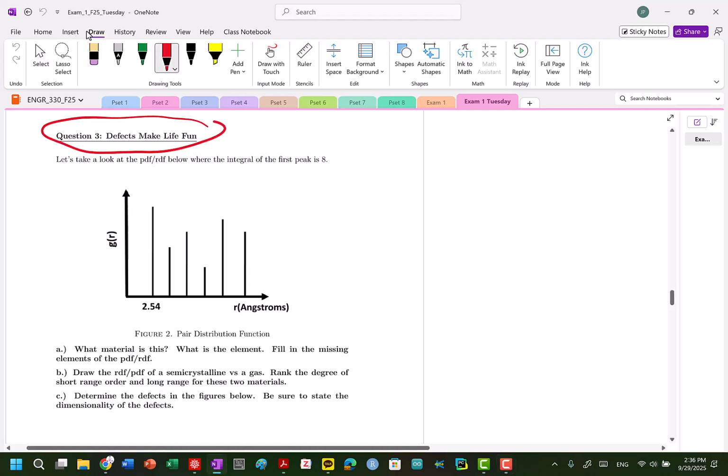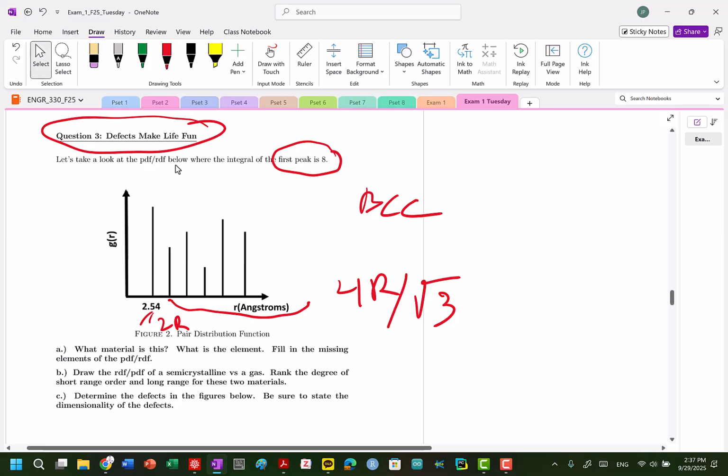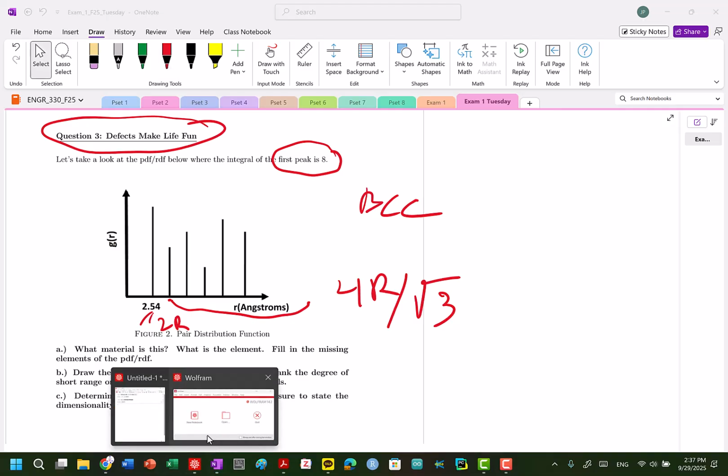So let's go ahead and do our question 3 on our exam. What material is this? Definitely some type of crystalline material, probably a metal, especially since we're told the first peak is 8, so we know this material is BCC. So this is equal to 2R, and the next value here must be 4R over square root of 3 because it's our next nearest neighbor distance. So let's go ahead and solve.